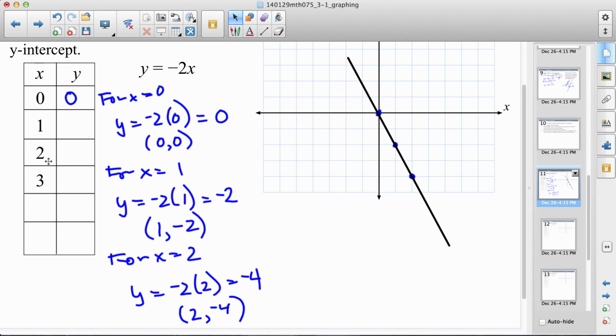Okay, so I've got my 3 points. I guess I should have put them in there. When x was 1, y was -2. When x was 2, y was a -4. Okay, and I could keep going the other way.